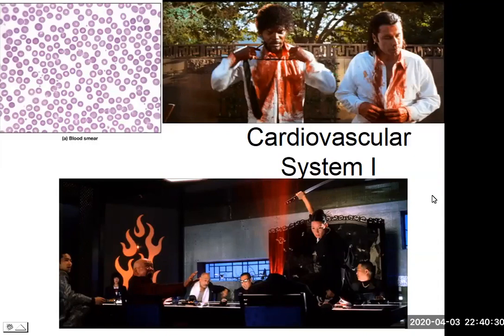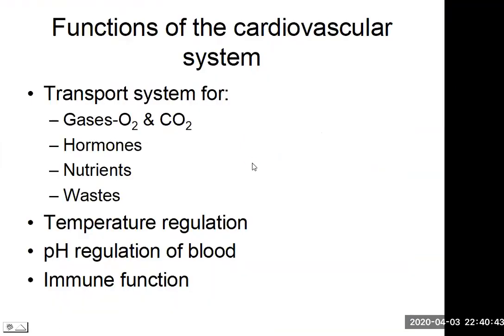We're starting with the cardiovascular system, and there's three principal components to the cardiovascular system. And the first one we're moving into is the fluid blood. So we're taking a look at chapter 20 specifically, but we're going to have an introduction to the cardiovascular system.